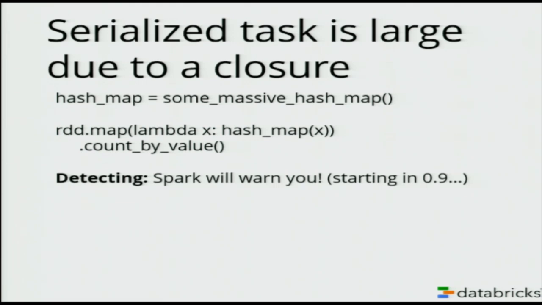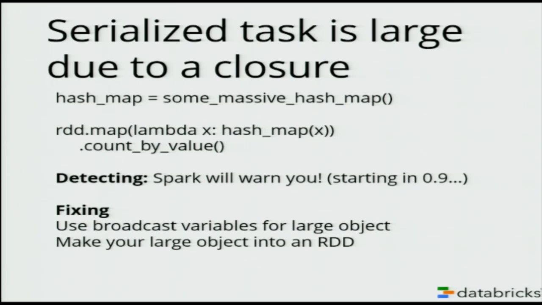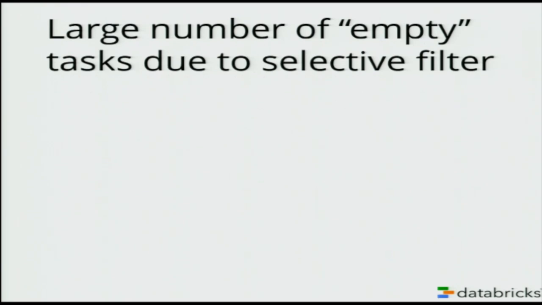So there's a few ways to fix this. I guess the first thing is, how do you even know this is your problem? We added a warning for this in 0.9, and it will tell you, hey, your task is really big and it might cause problems. But the way to fix this, there's two ways. One is you can use something called a broadcast variable, where we have built support into Spark for broadcasting large objects in a way that's more efficient than just one-to-many shipping of these objects. You can also make your big hash map into an RDD itself, and then use join and cogroup and the other operations inside of Spark to do this in parallel, so you're not just replicating the thing many times.